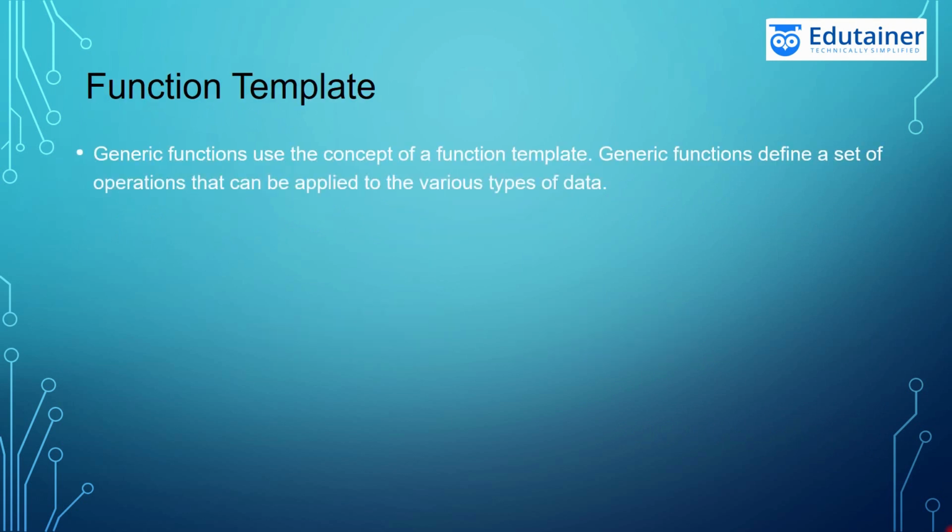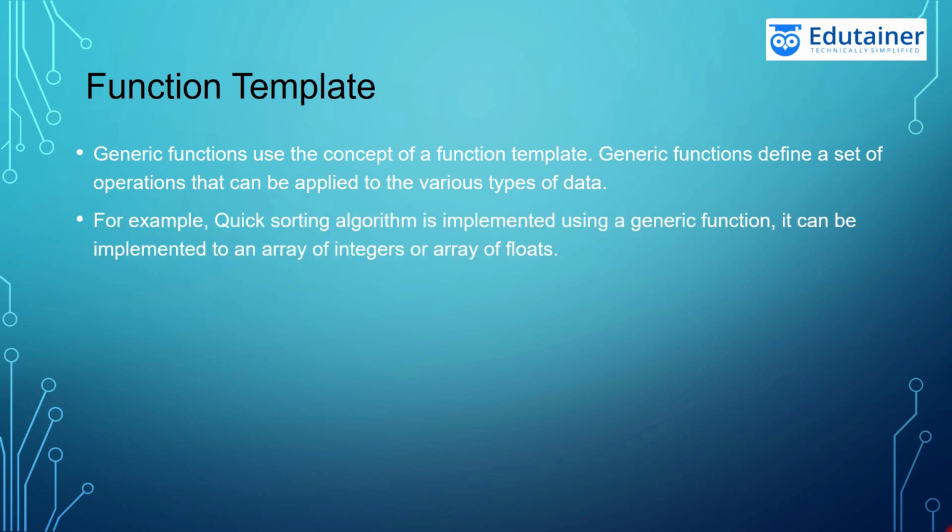Function template. Generic functions use the concept of a function template. Generic functions define a set of operations that can be applied to various types of data. Over here we can also define a template for a function. For example, if we have an add function, we can create various versions of the add function for adding integer, float, or double type values. Let's take another example. The quick sorting algorithm is implemented using a generic function, so it can be applied to an array of integers or an array of floats. So I think you have understood what I'm trying to say.